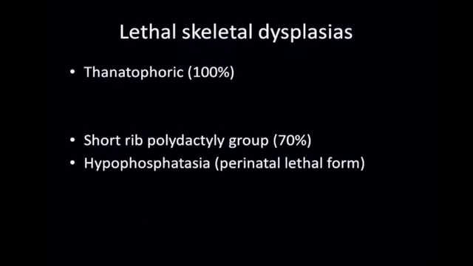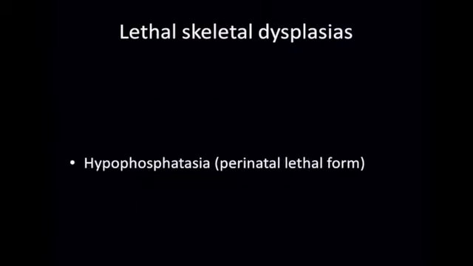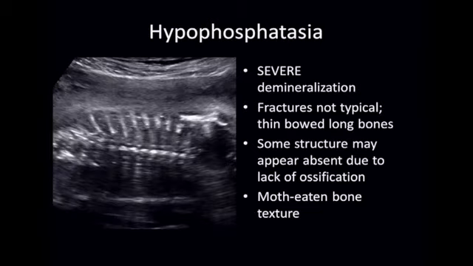All right, we got rid of those guys, we got rid of those guys. What are we left with? Hypophosphatasia. And that is, as I say, there are multiple subtypes of that condition, but there is a perinatal lethal form. The key characteristic of hypophosphatasia is that the bones are severely demineralized.